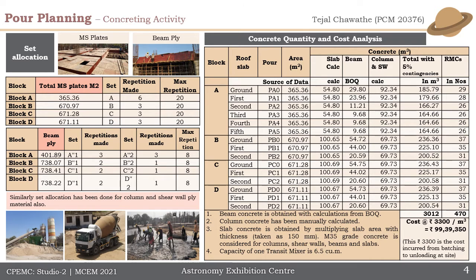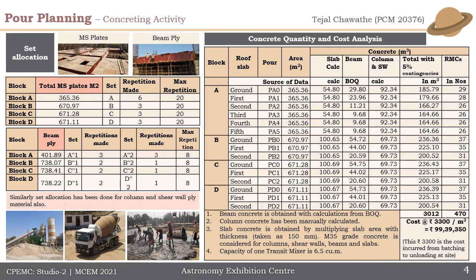Next topic studied is pour planning. Here, set allocation was done for the materials of formwork like the MS plates, beam ply, and column ply. The sets were allocated, and this was done on the basis of whether backpropping was done or not, and also the repetitions made for each of the materials have been mentioned.